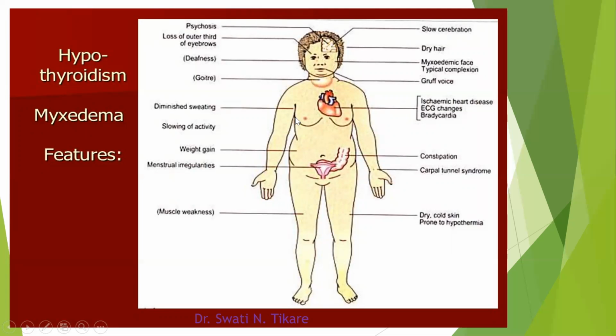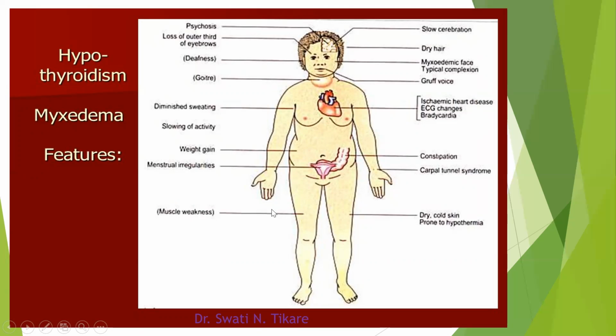Then there is diminished sweating. Okay, because thyroid hormones cause hydration of the skin, when they are not there, sweating is diminished. In the heart, there can be ECG changes and bradycardia. There can be ischemic heart disease also. Then weight gain, menstrual irregularities, menorrhagia, constipation in the GIT, then there is muscle weakness.